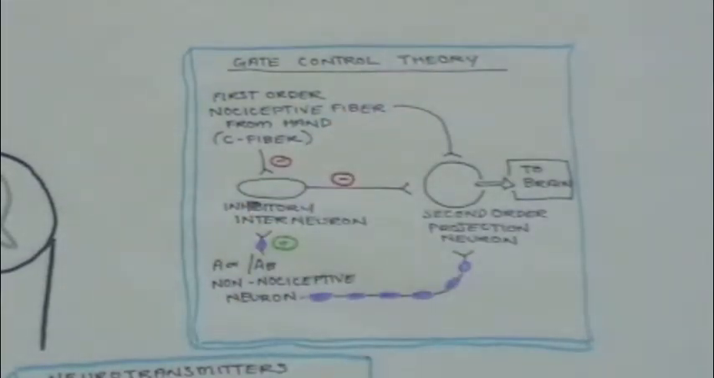The projection neuron can be activated by both the low-threshold myelinated fibers and unmyelinated fibers. When the low-threshold myelinated fibers are active, they synapse with the inhibitory interneuron, reducing the activity of the projection neuron. In this way, the body can dampen the feeling of pain that ultimately gets transmitted up to the brain.